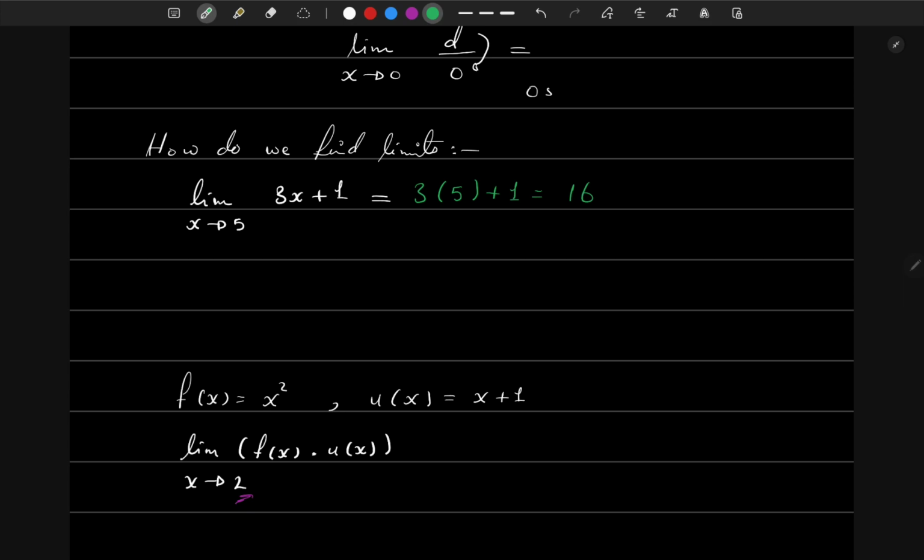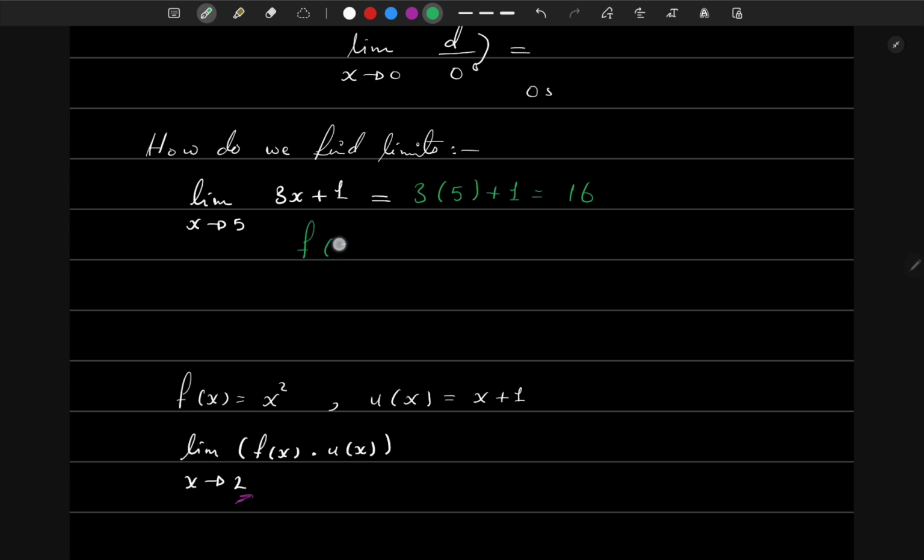Simple and easy. Why simple and easy? Because this function here has a domain of all real numbers. If a function's domain is all real numbers, then simply by substituting, you're going to find your limit directly without any hassle. And not just that, the limit is going to be equal to the function itself.